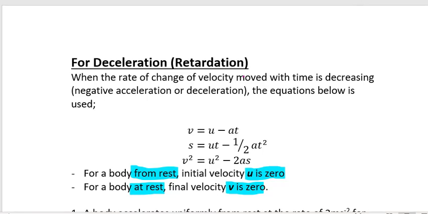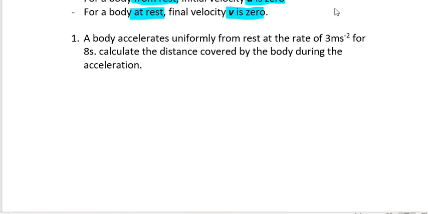Let's continue. At this very point, you can solve the question. A body accelerates uniformly from rest at the rate of 3 meter per second squared. Take note of this, so we have information here that can help us. For 8 seconds, another piece of information. Calculate the distance. So we are asked to solve for the distance covered by the body during the acceleration.